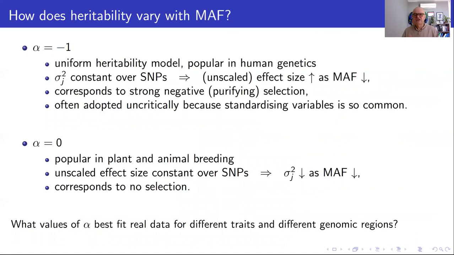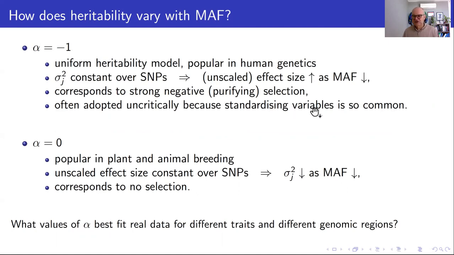So we've got a free range of ways to scale the effect size distribution, and that has different implicit assumptions about the relationship between MAF and effect size. So two special cases. -1 gives you the uniform heritability model, which is very widely assumed in human genetics, often adopted uncritically because we're so used to standardizing variables, we don't think about it. But because it implies constant expected heritability over SNPs, that turns out to say the unscaled effect sizes, without any scaling at all, increase rapidly as MAF decreases and unrealistically. And this corresponds to very strong negative selection.